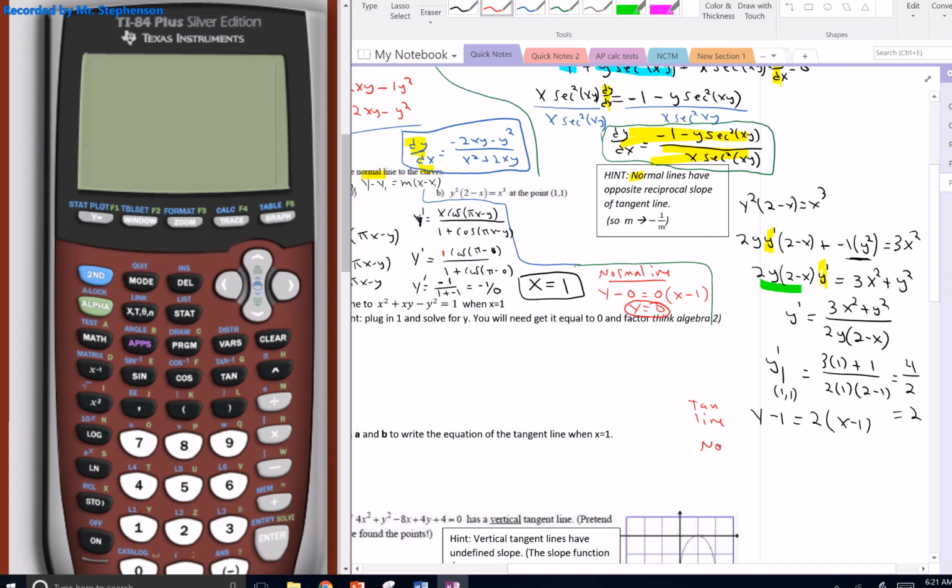My normal line has the opposite reciprocal slope. So the point doesn't change, right? All that changes is the slope. What's the opposite reciprocal of 2? Well, 2 is 2 over 1. So the reciprocal is 1 over 2, and the opposite is negative. And that's your normal line. That's your tangent line. All right?